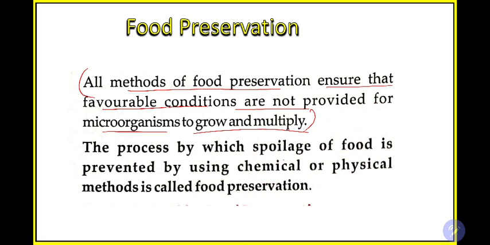The process by which spoilage of food is prevented by using chemical or physical methods is called food preservation. So far we are saying that we can use different techniques. The first is temperature, high or low. The second is other physical conditions, so we are controlling the physical conditions, but we can give some chemicals also. So what is food preservation? The process by which we prevent the spoilage of food by using different chemical or physical methods is known as food preservation.